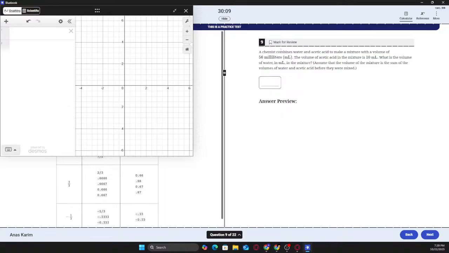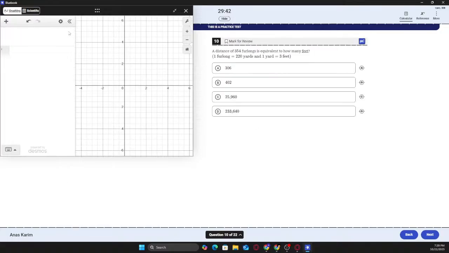A chemist combines water and acetic acid to make a mixture with a volume of 56 milliliters. The volume of acetic acid in the mixture is 10 milliliters. What is the volume of water in the mixture? So we know there's a mixture of 56, and the volume of acetic acid is 10, so that means we're just left with 46. We're just speed running it, you know.